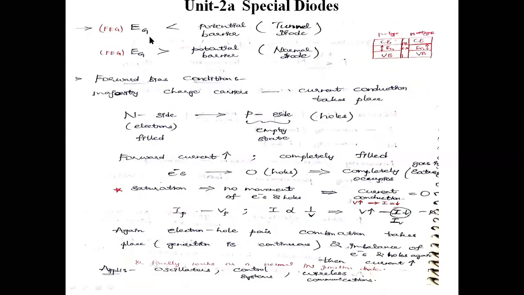Thereafter, here normally this is the P type layer and this is the N type layer. This is the valence band and conduction band. This is the forbidden energy gap. Similarly for the N type also: valence band, conduction band, energy gap. This is the forbidden energy gap. In a normal diode, this forbidden energy gap Eg is greater than the potential barrier.